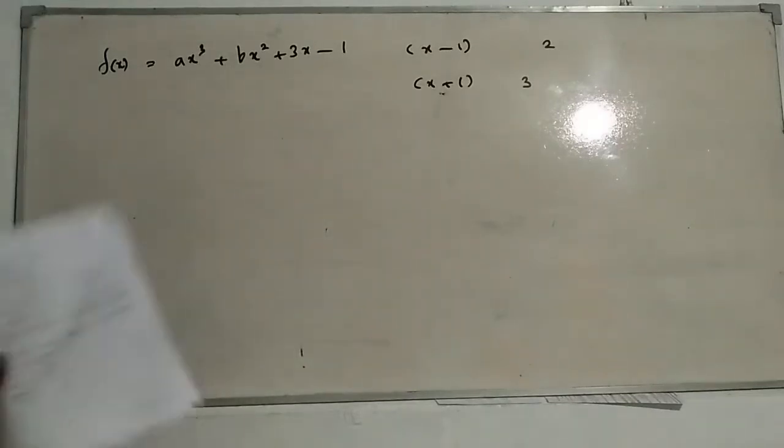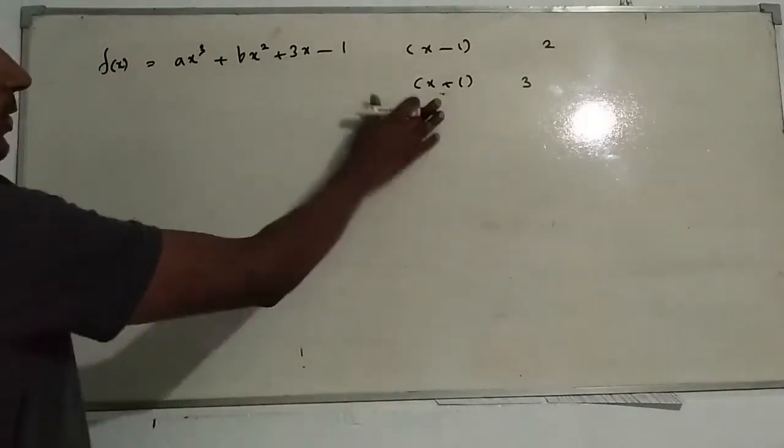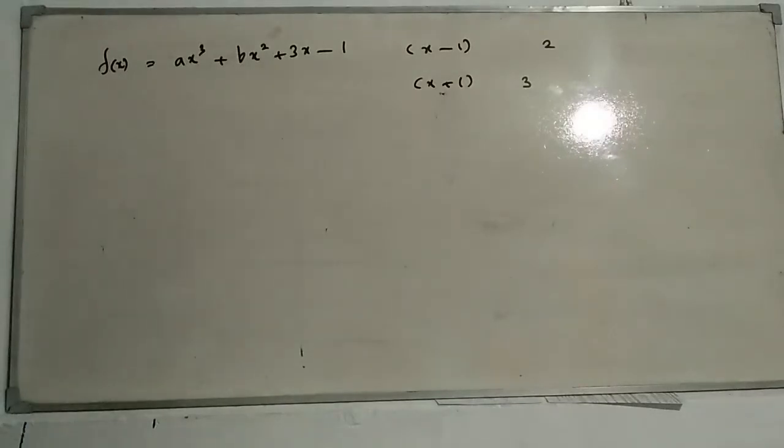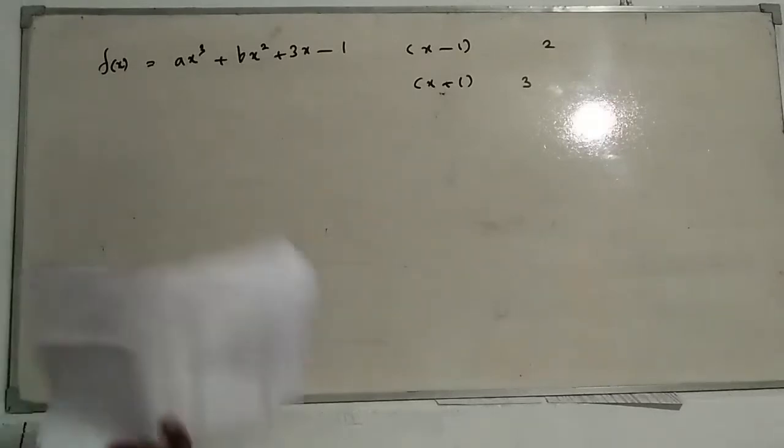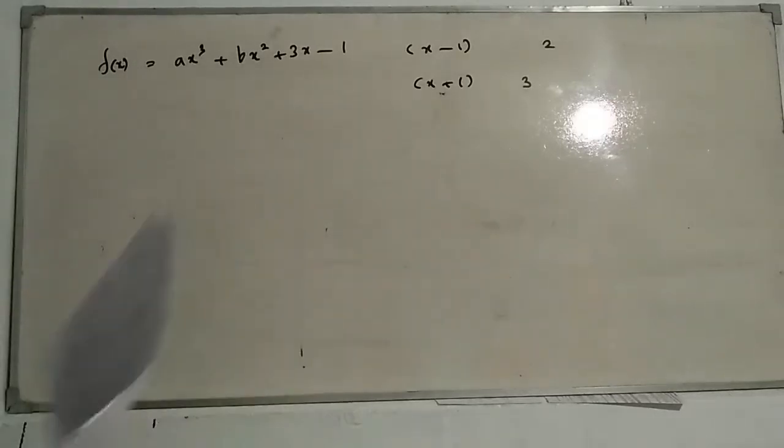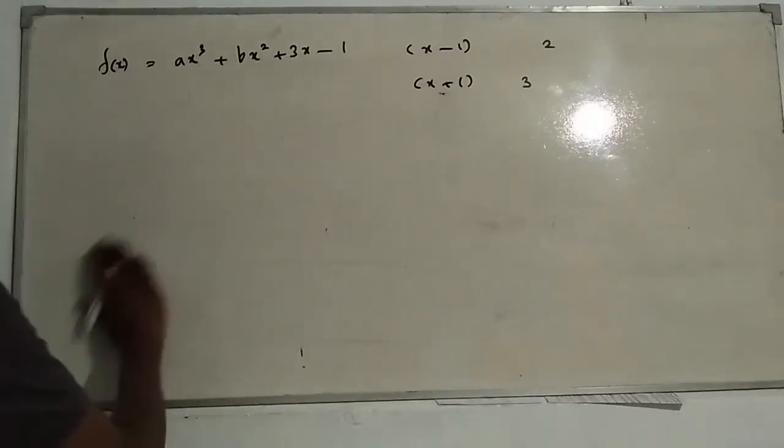We have been given that, also, when this polynomial is divided by x plus 1, the remainder is 3. Those two results have been given to us. Now we have to find a and b using those two results. I can use the division algorithm, or I can use the remainder theorem. I think if you use the remainder theorem, this will be easy. So I use the remainder theorem.